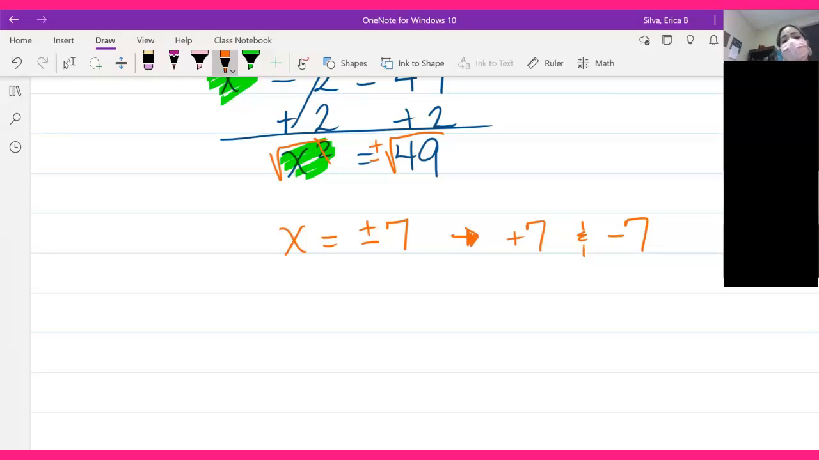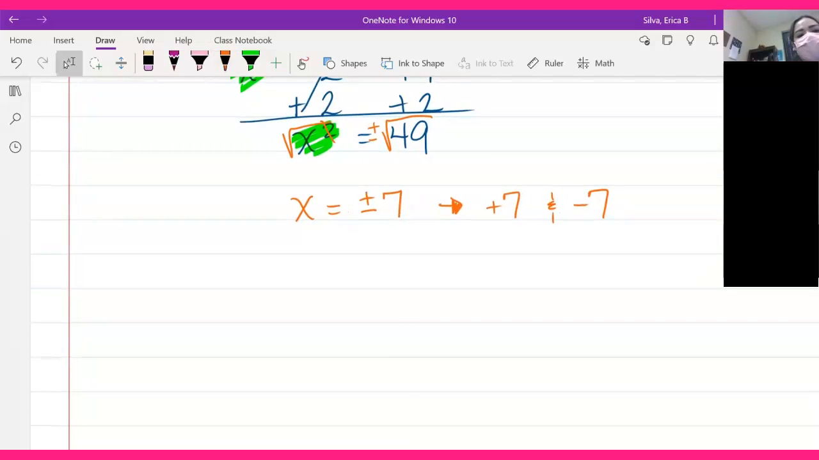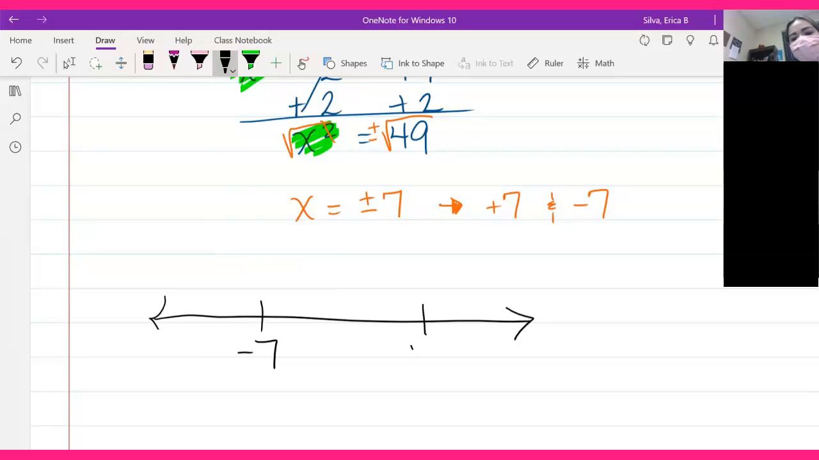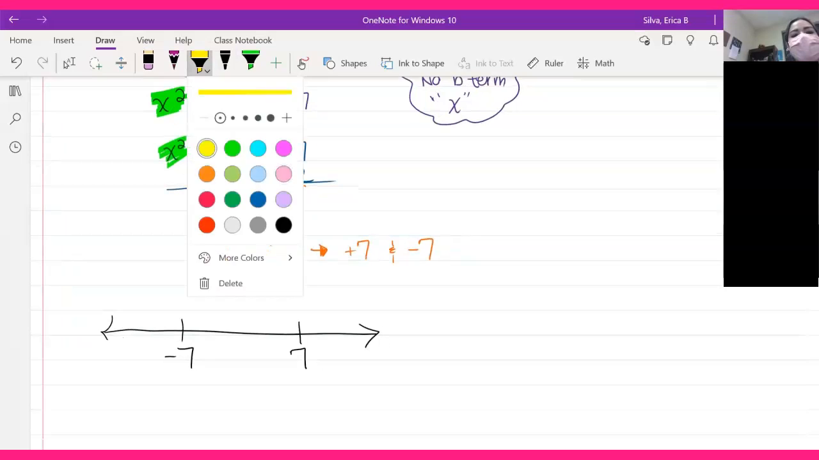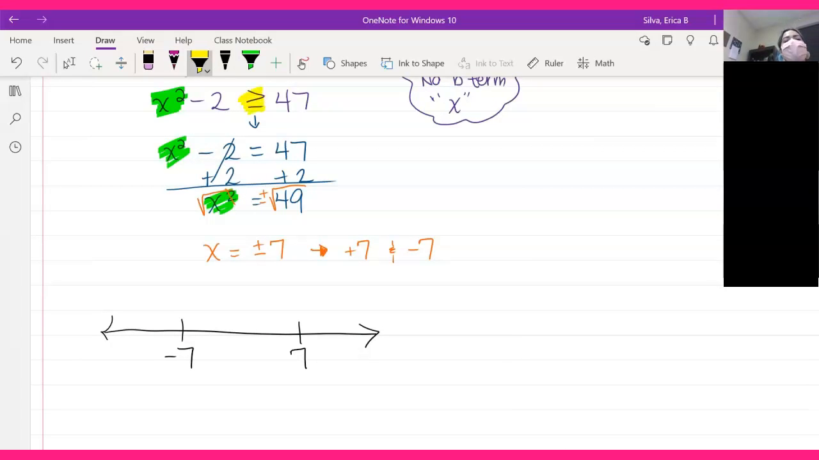Now we're going to plot it on the number line. So let's draw our number line. And we're going to go -7 and +7. Now, if we look at my inequality, does that inequality tell us we're going to have an open circle or a closed circle? It's closed, perfect. So we're going to have a closed circle at both the -7 and the +7.